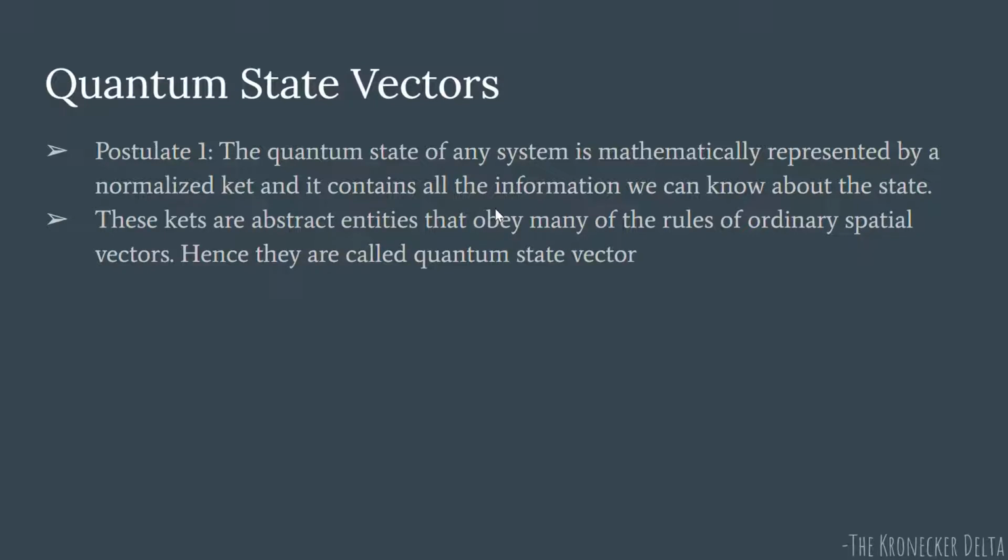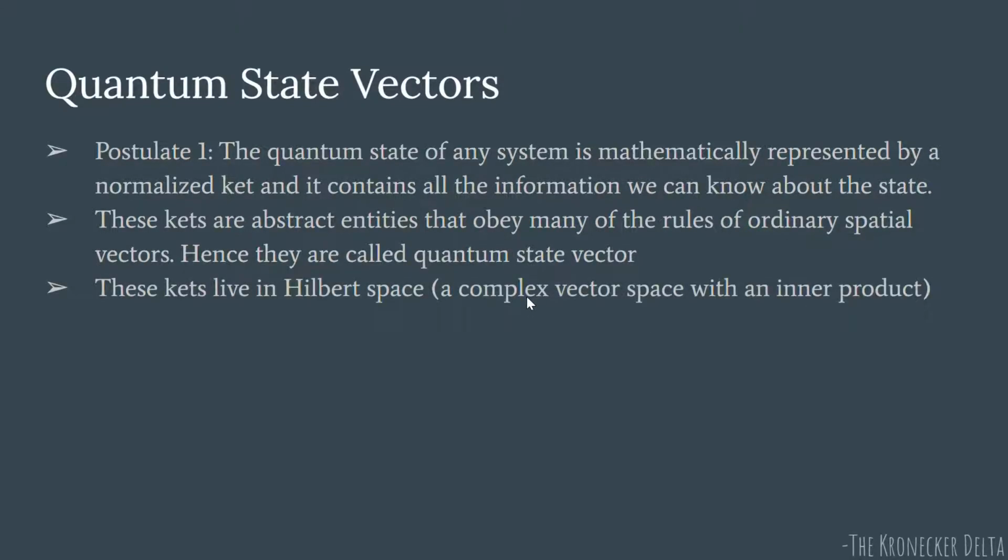These are abstract entities which are very much like ordinary spatial vectors. Ordinary spatial vectors are just the vectors that we know from vector algebra. When we use them to represent quantum states, we call them quantum state vectors. So these kets are nothing but our quantum state vectors. Like vectors live in vector spaces, we say that these kets live in Hilbert space.